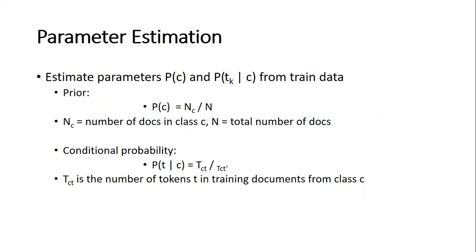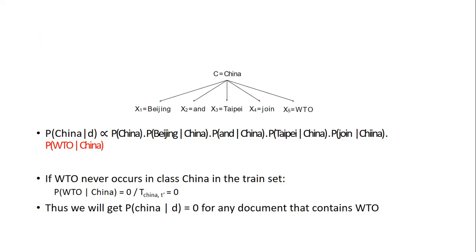For parameter estimation, we have the probability of C and the probability of a token given the class C from the trained data. Prior is the probability obtained by dividing the total number of docs in a class by the total number of docs. This gives us the current probability of a specific class. And the conditional probability is the probability of a specific token given class C. This is the number of tokens T in training documents from class C.